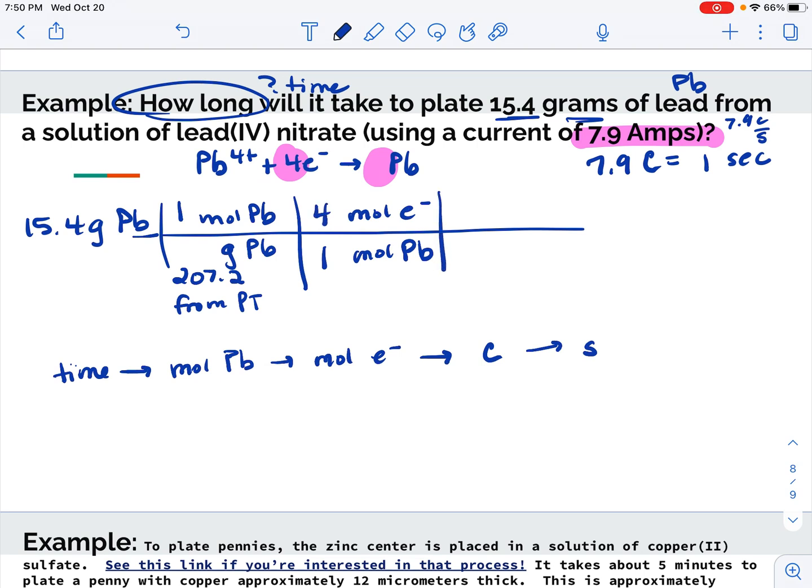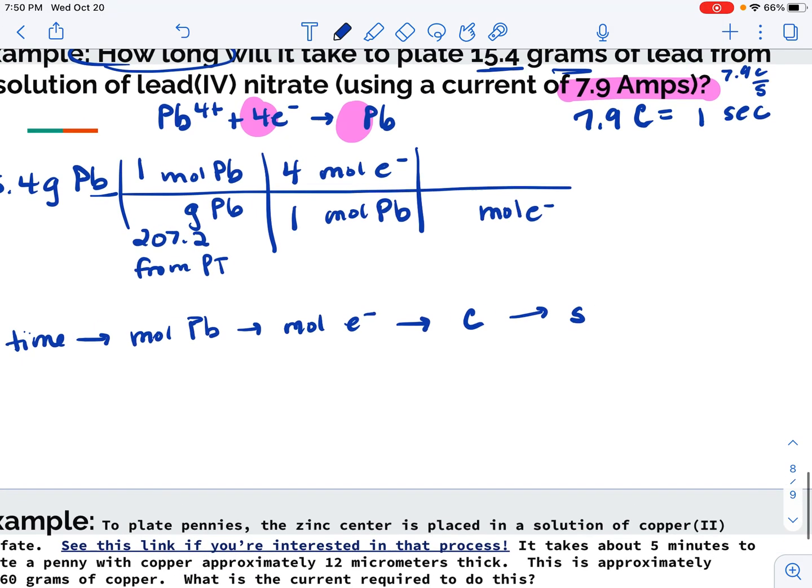And from our moles of electrons, we're going to go to coulombs. So this is always, by definition, Faraday's constant: 1 mole of electrons, 96,500 coulombs. And then from coulombs to seconds, and this is our conversion here. So this would be 1 second, 7.9 coulombs.